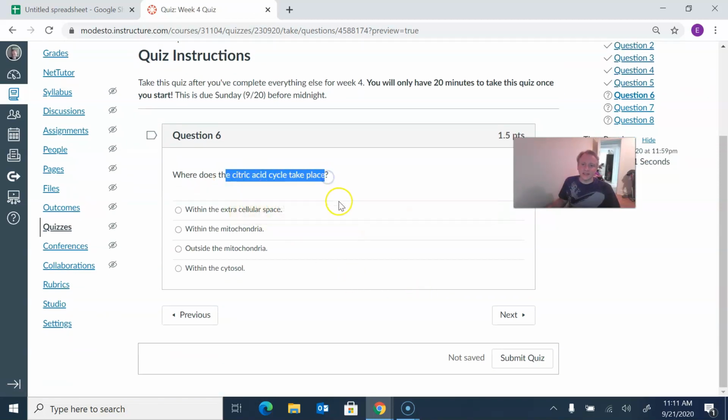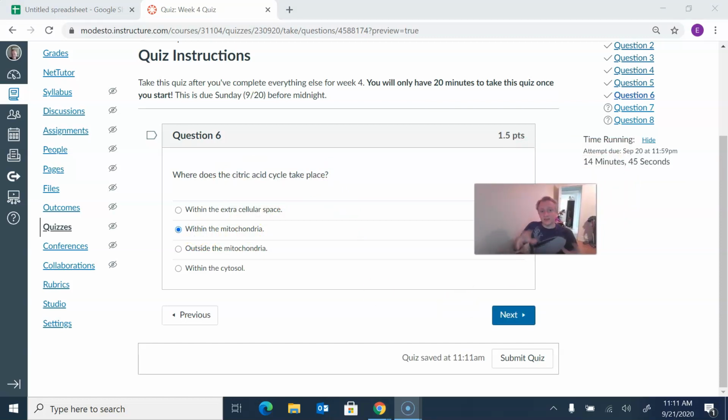Where does the citric acid cycle take place? Within the mitochondria. Glycolysis takes place outside of the mitochondria, just in the cell. Then remember, from glycolysis you make 2 pyruvate. Those pyruvate are converted into that acetyl-CoA thing. It goes into the mitochondria and spins around the Krebs cycle, or the citric acid cycle. You get some high energy electron carriers that are sent to the electron transport chain. Anyway, that is a very long-winded way of saying the citric acid cycle takes place within the mitochondria.